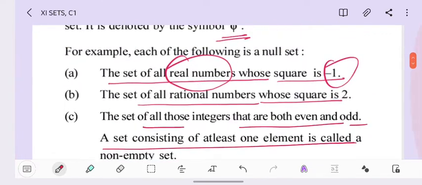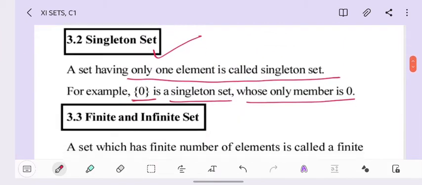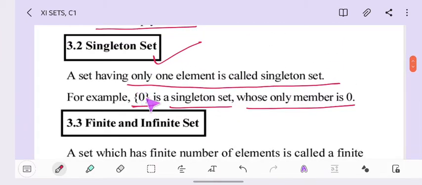One more thing to mention here, the empty set is either represented by the symbol phi or simply within two curly braces. No elements to be written here. If you write 0 also, that is considered to be a member. Okay? So singleton set has only one element.